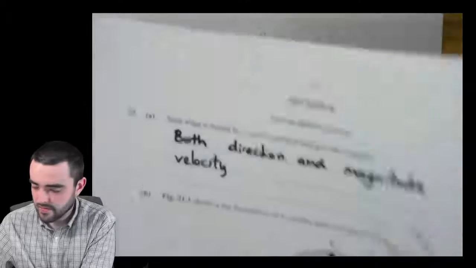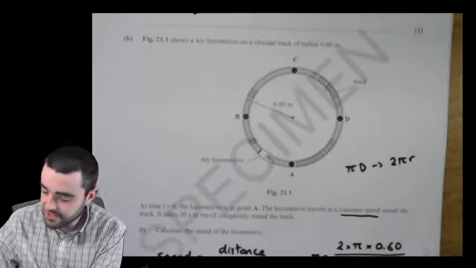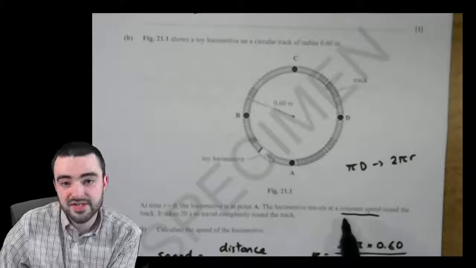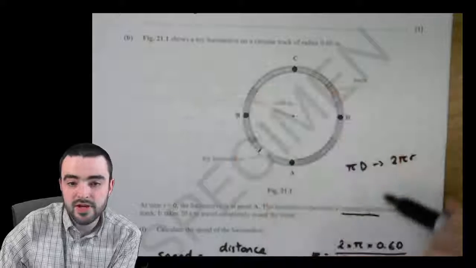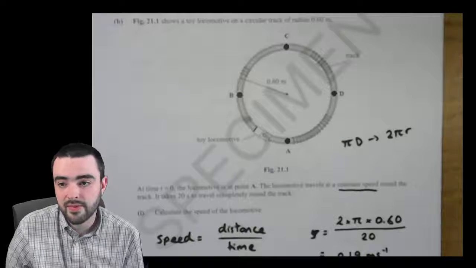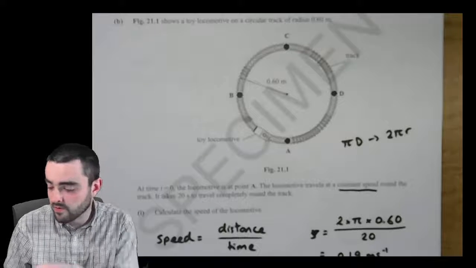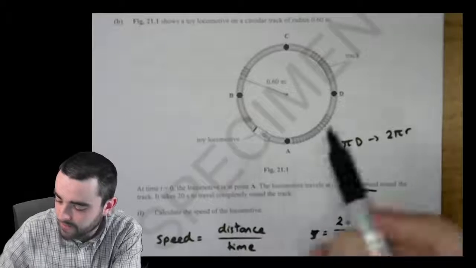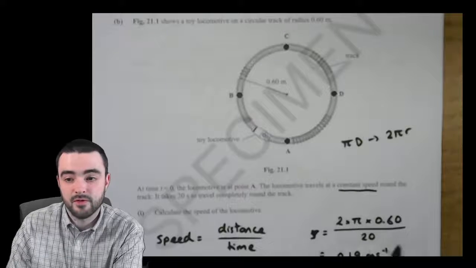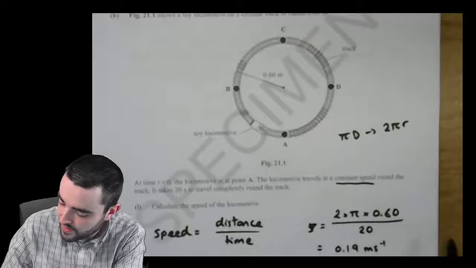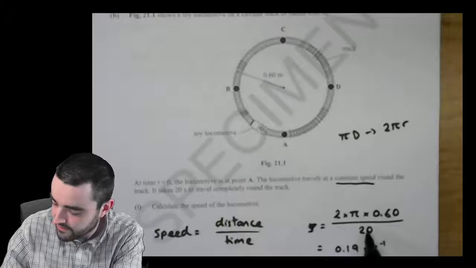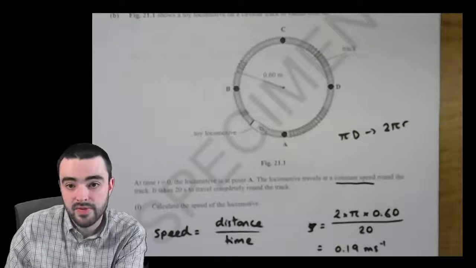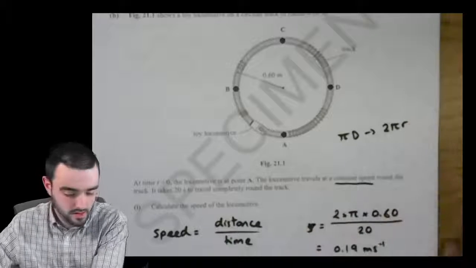No, that's fine. Okay. So with this question, we're going to be able to just do a simple speed is equal to distance divided by time, because it is a constant speed. It's moving around at the same speed all the time, so we're not having to worry about anything more complicated. There's no accelerations involved. So how are we going to find the distance around the track? Well, we can use 2 pi r because we're looking for the circumference of a circle. So 2 times pi times 0.60, that's the radius, divided by 20, which is the time taken. So that's going to be 0.19 meters per second. Okay, that's that one.